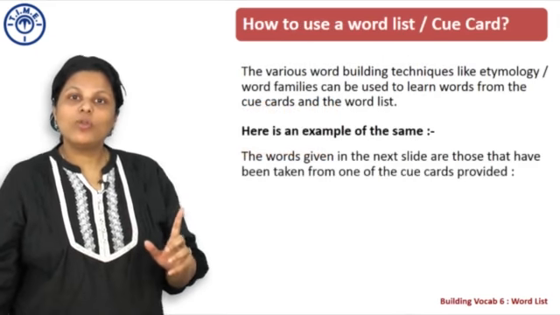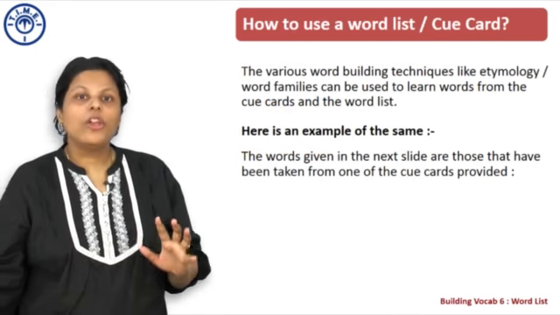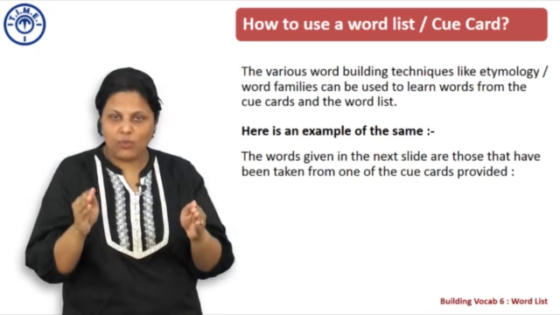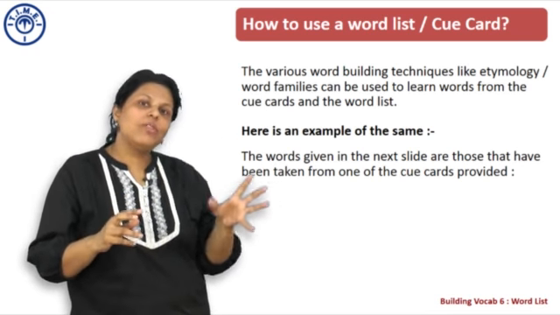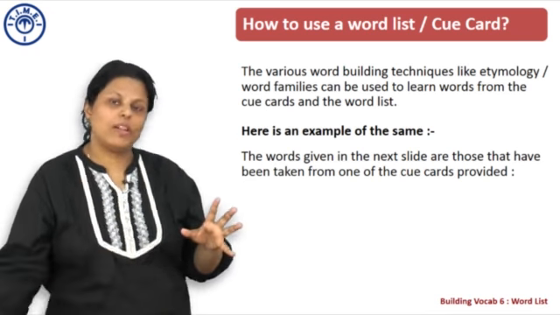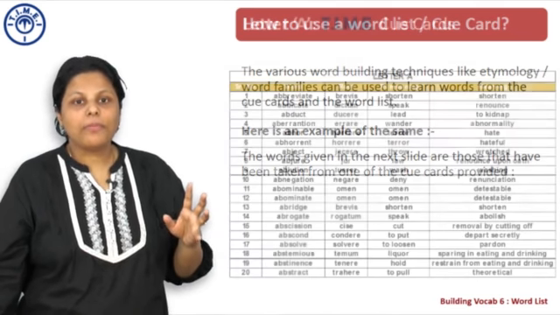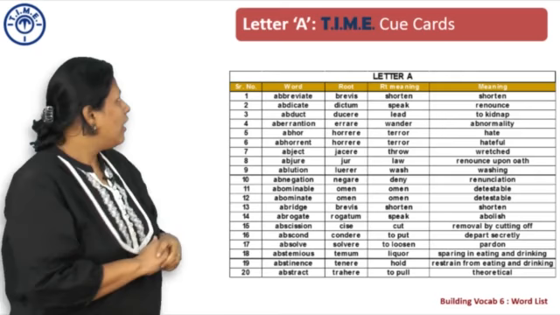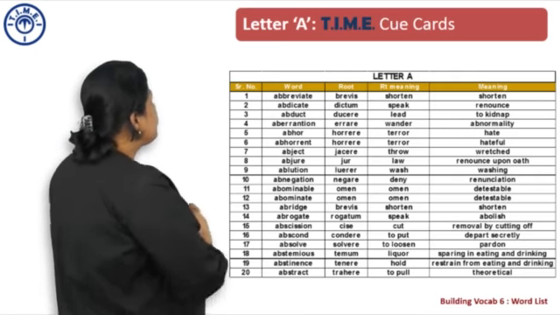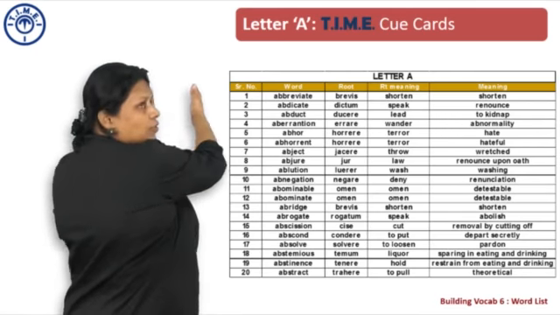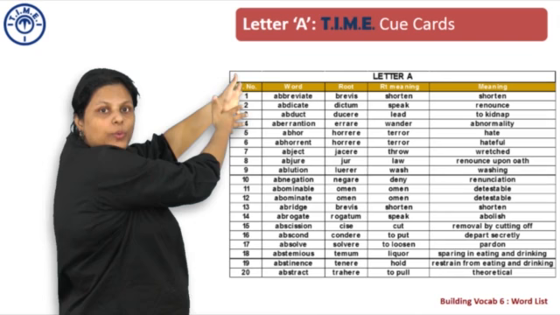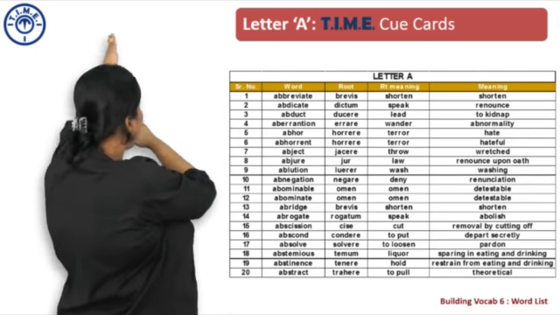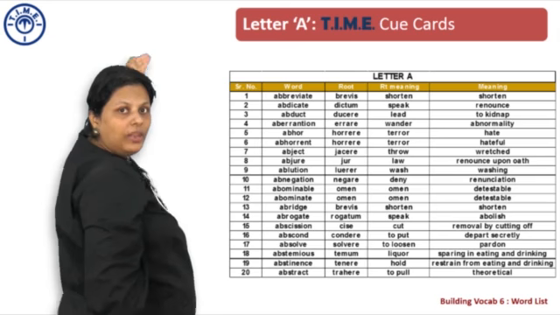Now, how do I use this word list or these cue cards? You can use the words in these cue cards and try and use etymology for as many words as possible. I'll give you an example. If you probably can look at this Excel sheet. Here there is a word being given to you, there is the root of the word, there is a meaning of the word being given to you, which will enable you to know the meaning of the word here.